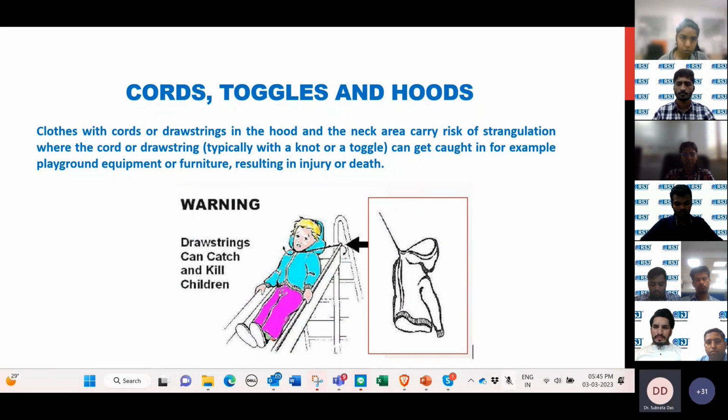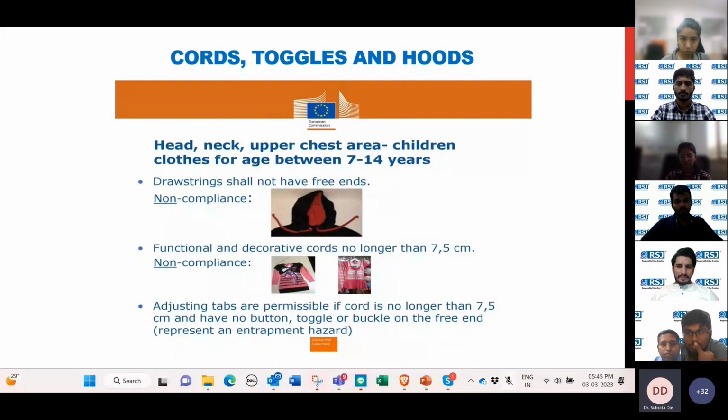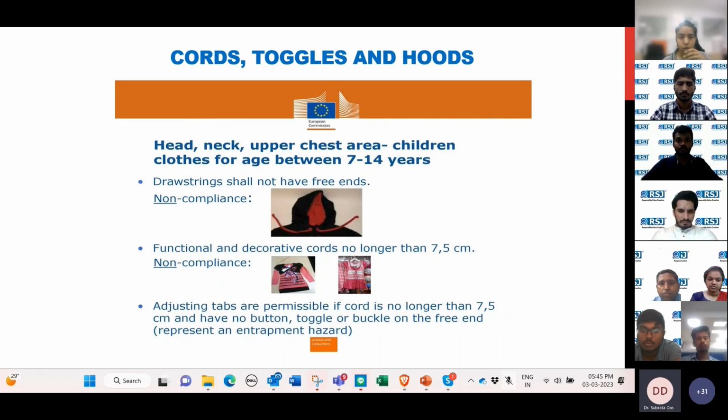As you can see, strangulation hazards can take place with a knot or a toggle. It can easily get caught, for example in a playground, and lead to injury or death. There are certain regulations for the head, neck, and upper chest area, for the age group between 7 to 14. If drawstrings are used, they should not have free ends. If there are free ends, it is non-compliance. So product safety or product review will be done, and it gets the non-compliance mark.